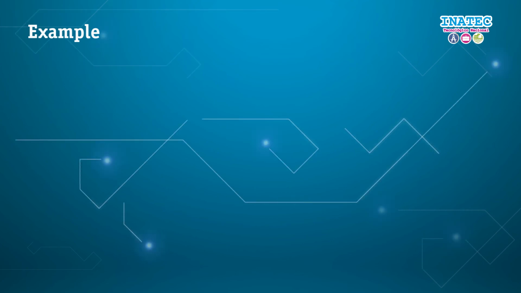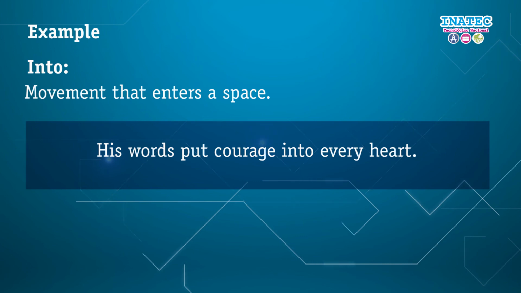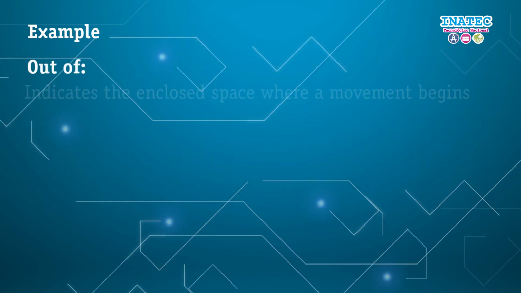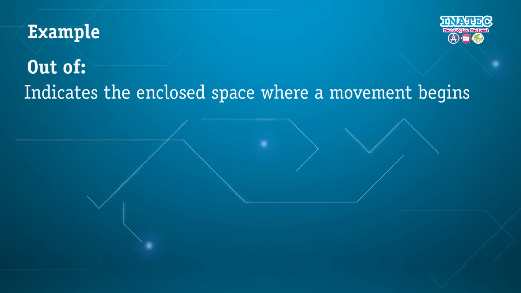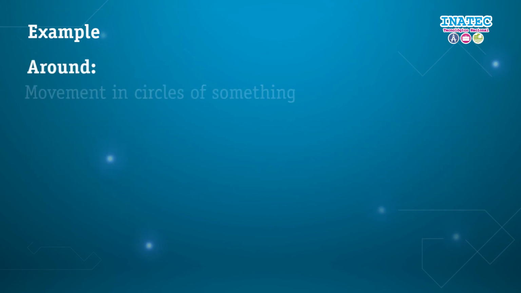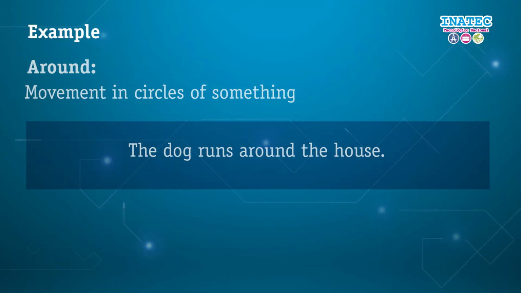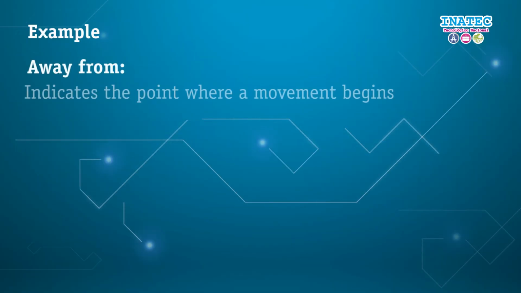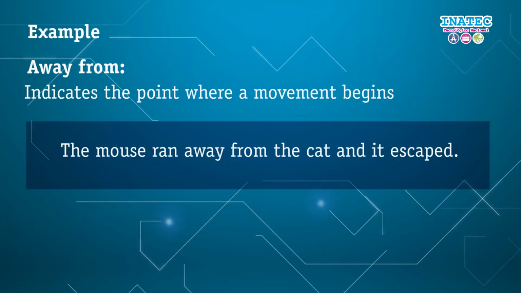Prepositions of movement. Explanation. Example. Into. Movement that enters a space. His words put courage into every heart. Out of. Indicates the enclosed space where a movement begins. He went out of his room to talk with me. Around. Movement in circles of something. The dog runs around the house. Away from. Indicates the point where a movement begins. The mouse ran away from the cat and it escaped.